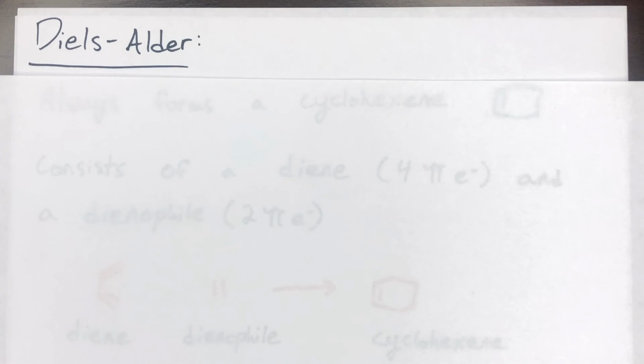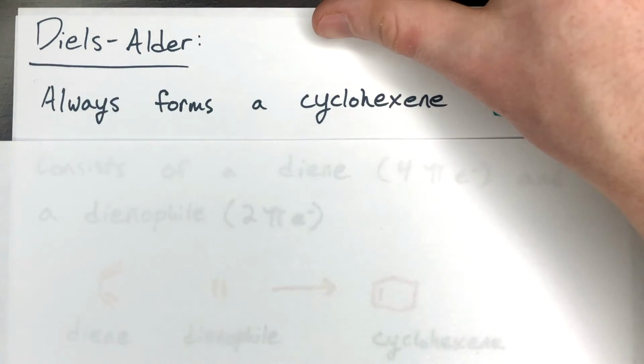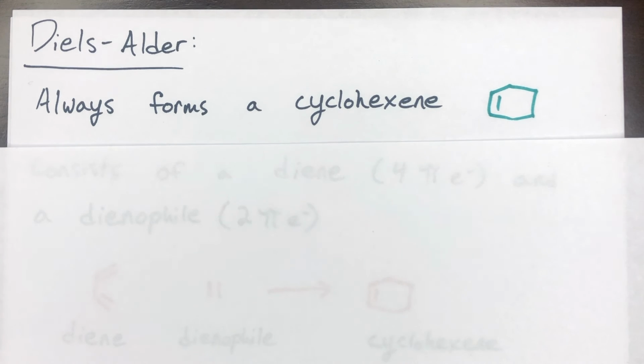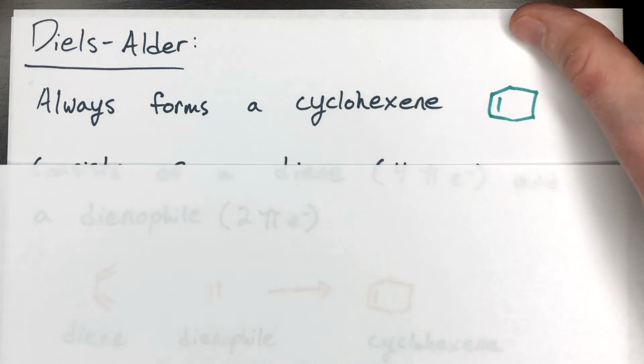All right, now a little bit more details of the Diels-Alder specifically. So the cycloaddition product for the Diels-Alder is always a cyclohexene. It can be bicyclic, but at least one of the cyclic structures is going to be a cyclohexene. You're always going to form the 6-membered ring with one double bond involved in that product formation.